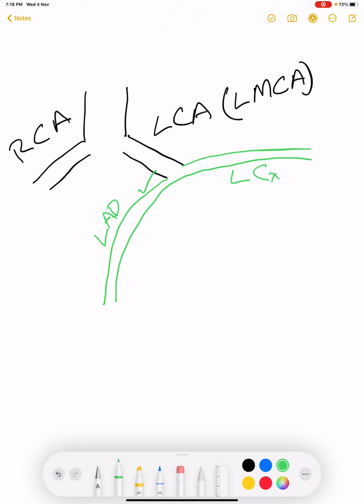Because this one, the LAD, left anterior descending artery, comes anteriorly, it will supply the anterior wall. It will travel anteriorly, go to the base of the heart, and in some cases it will go around on the base of the heart. We will discuss that later on.